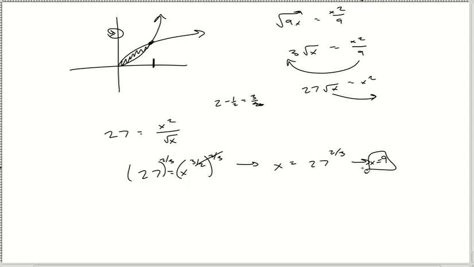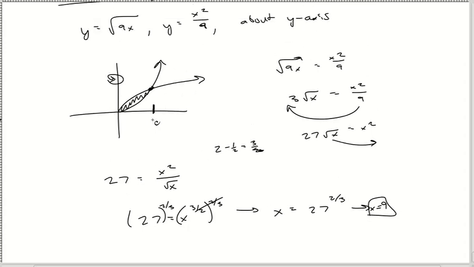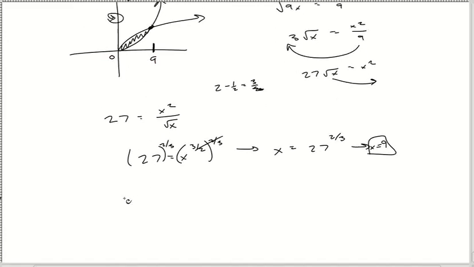Here, let me verify. That looks a little weird, doesn't it? Yeah, it's a 9. Yeah, I can tell. Okay, it's a 9. We're good. So basically right here where they're intersecting is 9. So we're going from 0 to 9. You can see that. So here we go.